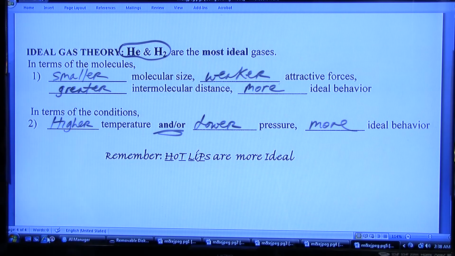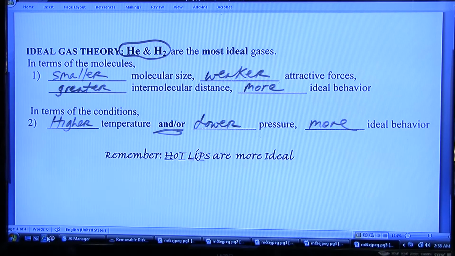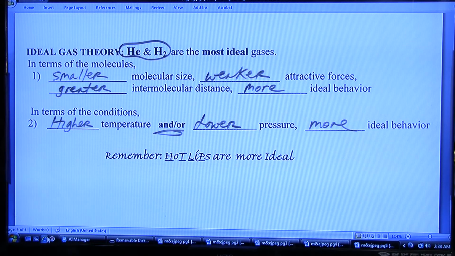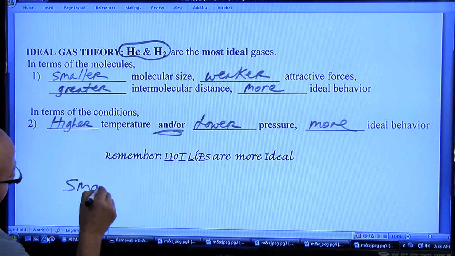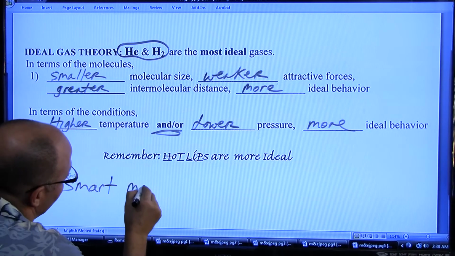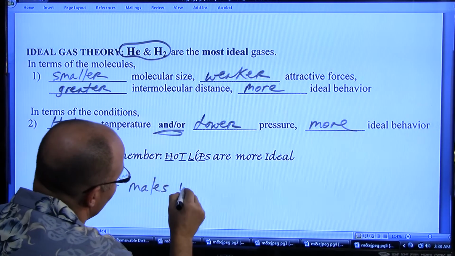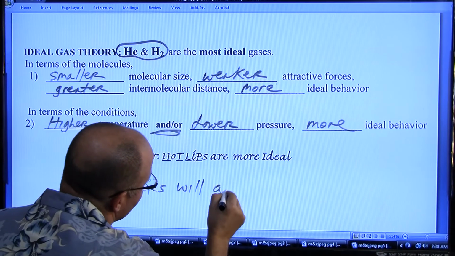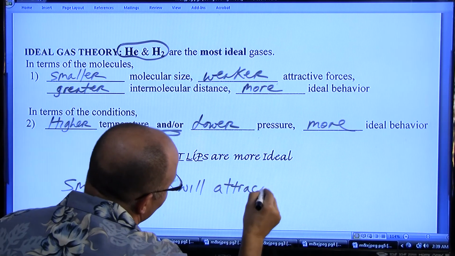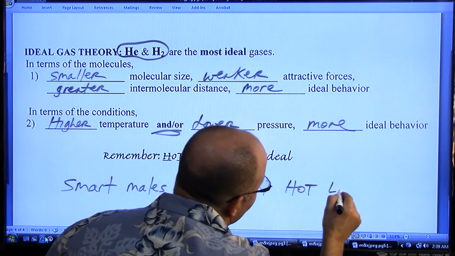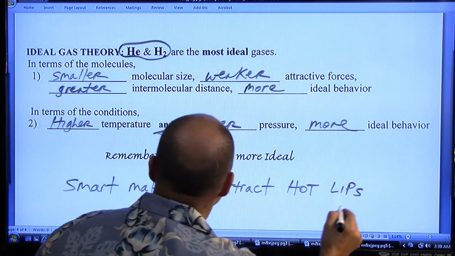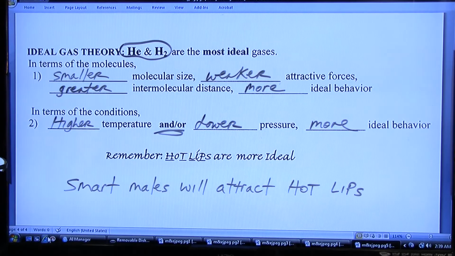And if you want to bring in the molecules themselves, a student of mine came up with this one, which was: smart males will attract hot lips. It's silly, but it works.